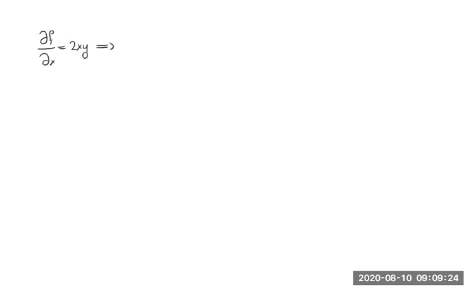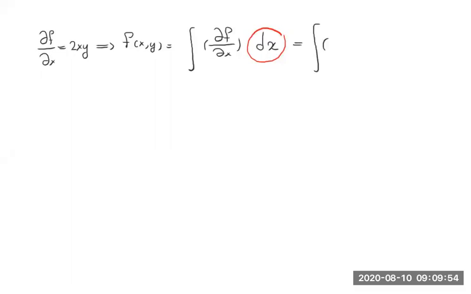So we know the derivative of the function f with respect to x is equal to 2xy, and I want to know what f is. I should take the integral of this function with respect to x. The dx here shows the variable of the integral. When I have dx, it means I'm taking the integral with respect to x. So it would be the integral of 2xy dx.